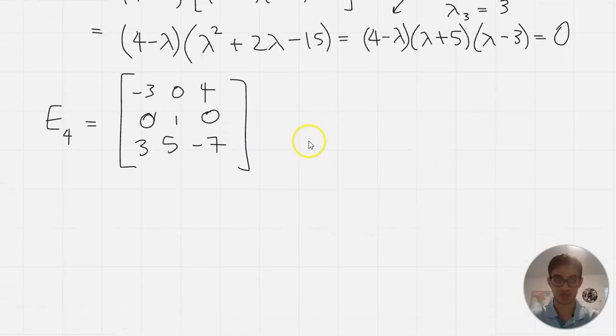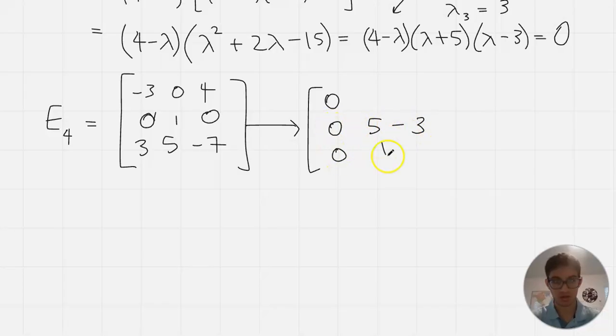And now we need to find the null space of this, right? So let's quickly do that. Doing a few row operations here. Sorry, I had a sneeze there. But yeah, we can just add them up. So we get 5 over here. So 0, 5, and negative 3. And then we have, well, no, that should actually go here. 0, 1, 0.